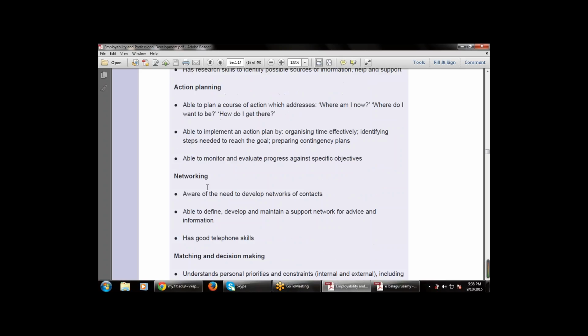The next is networking, that is the next career management goal, that is being aware of the need to develop the network of contacts. That is being aware of the need, that is what are the various needs that are used to develop the network of contacts.